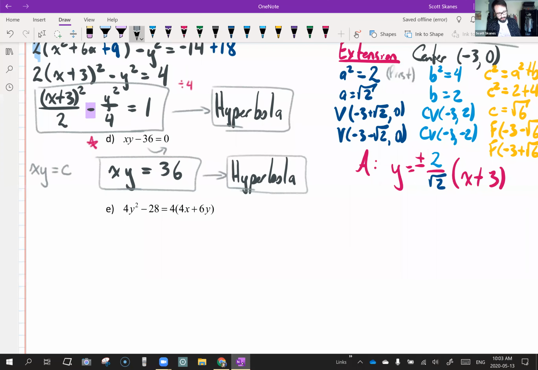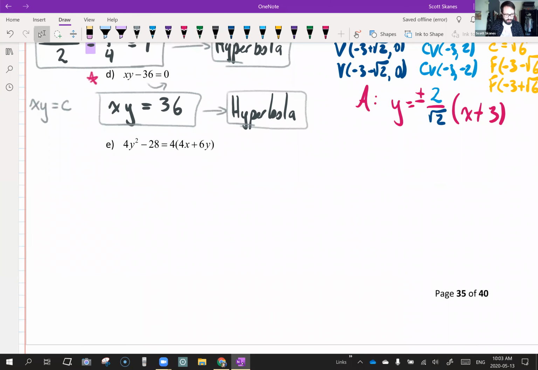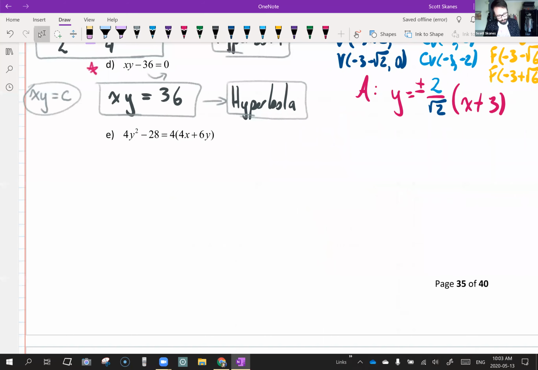All right, anyway, that was a quick question. It's a hyperbola because of this rule. If it's x times y equals some constant, then you're going to get a hyperbola. Okay, let me look at E. I'm going to multiply these through. Let's see what it gives me. 4y squared minus 28 equals 16x plus 24y.